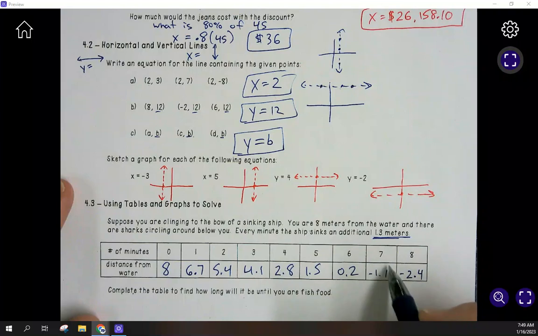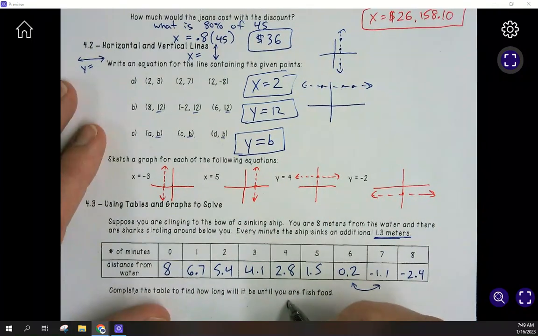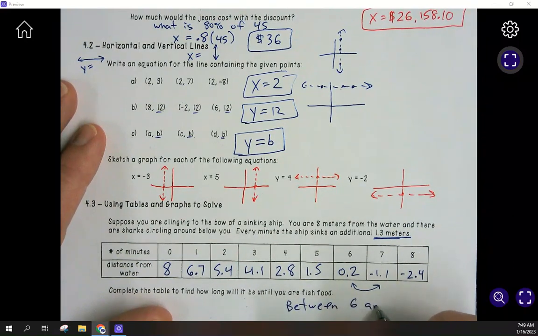So here we're above water, here we're below water. So it's somewhere in between here. So to answer the question in words, you would say between 6 and 7 minutes.